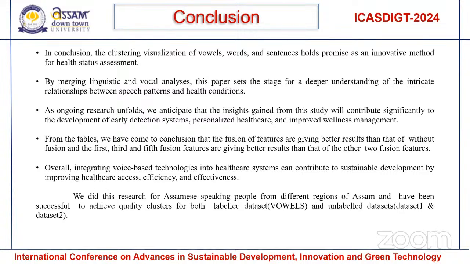So in conclusion, we can say that clustering visualization of the vowels, words, and sentences holds promise as an innovation for health status assessment. And from the tables, we have come to the conclusion that fusion of features gives better results than the results without fusion. And fusion of particular features, like the first, third, and fifth fusion features, are giving better results than the other two.